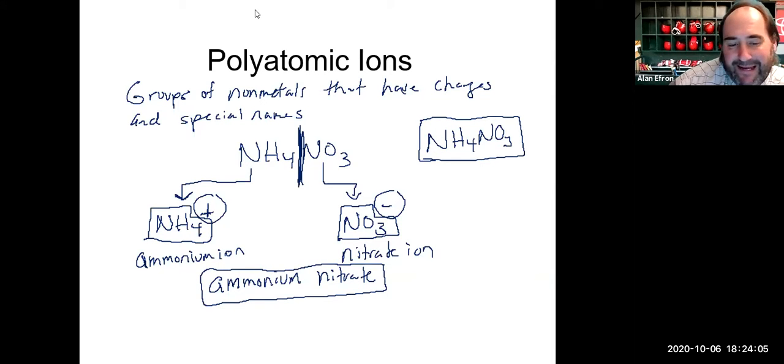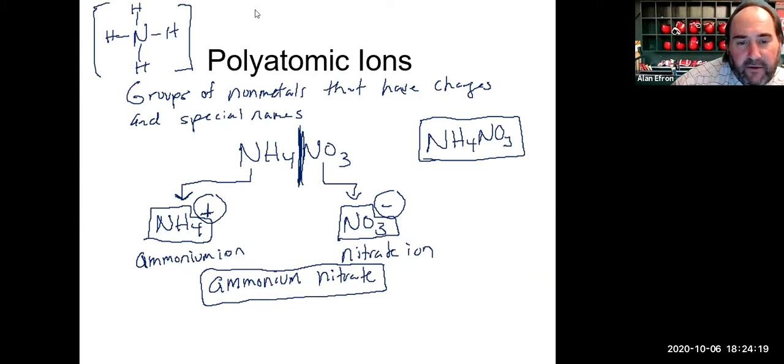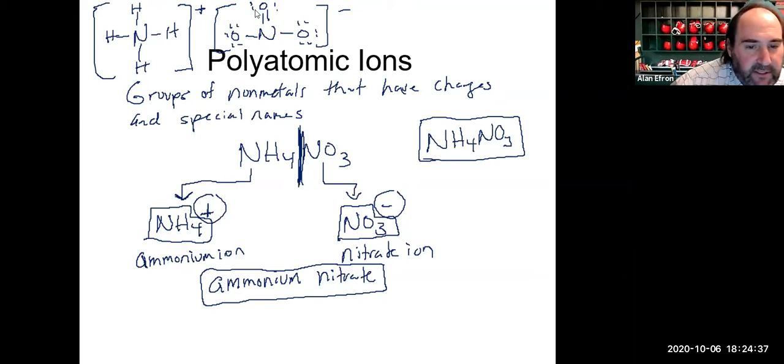So again, each of these things are groups of nonmetals together. Really what we have going on here is our good friend NH4. All these guys are sharing electrons, covalent bonding, just like we talked about when we drew our Lewis structures, with an overall plus one charge. We also have nitrate, which, just like we talked about drawing our Lewis structures, is this guy. It also has a negative one charge. So no sharing of electrons here. It is that positive and negative charge that holds these together.